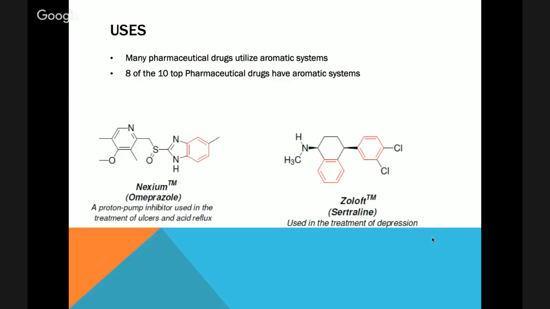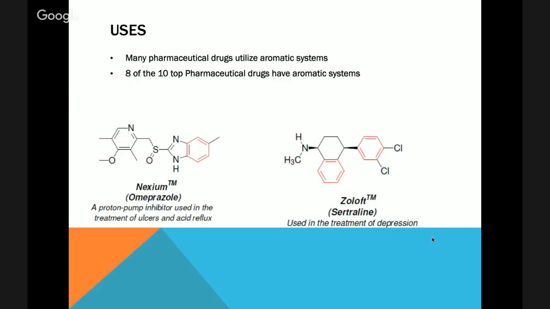And it also creates a very stable structure. As I said before, they're really hard to break, and they're not very reactive. That means that when you create a drug with an aromatic ring, it's probably not going to react with some random molecule within your body. In fact, 8 out of the 10 top pharmaceutical drugs have aromatic systems, so they're very popular.